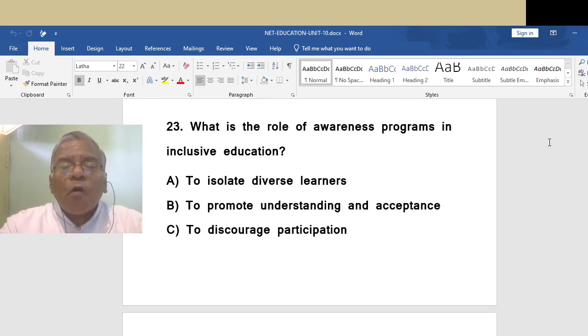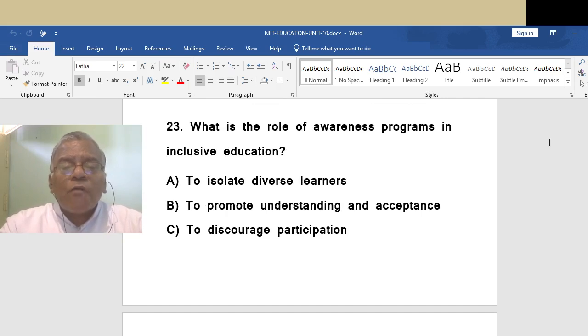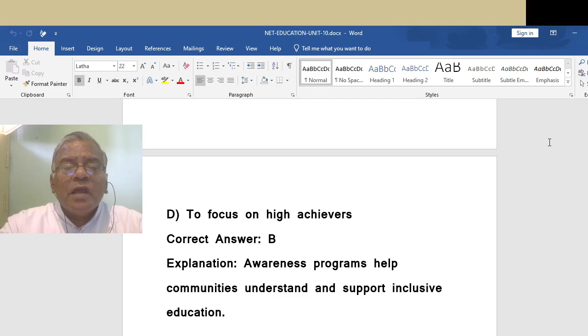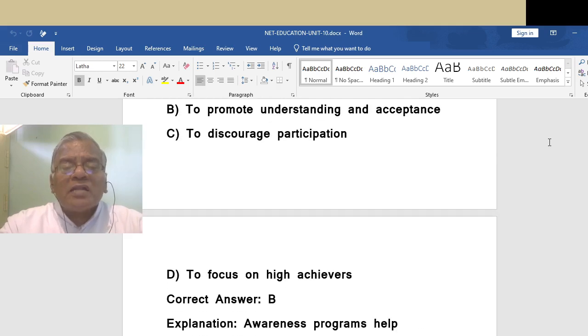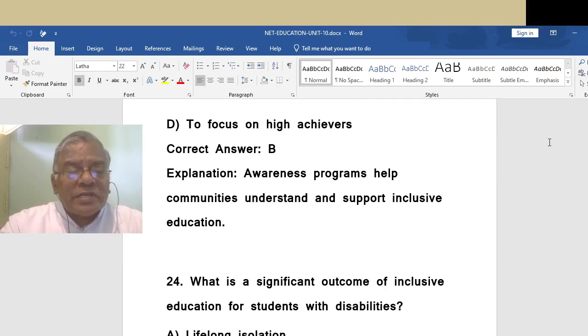What is the role of awareness programs in inclusive education? To isolate diverse learners, to promote understanding and acceptance, to discourage participation, to focus on high achievers. That is to promote understanding and acceptance. Awareness programs help communities understand and support inclusive education.